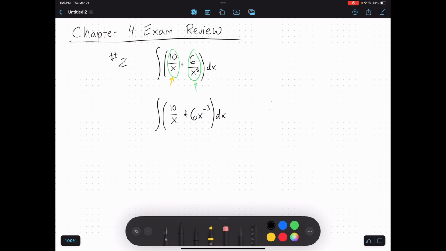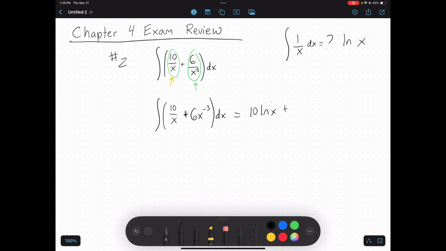See if you can remember, what's the antiderivative of 1 over x? It ends up being the natural log of x. So, to finish this off, my first term, my antiderivative is just the natural log. So I get 10 times the natural log of x.